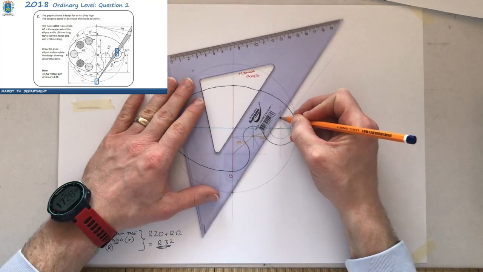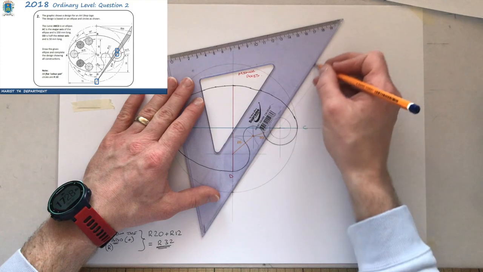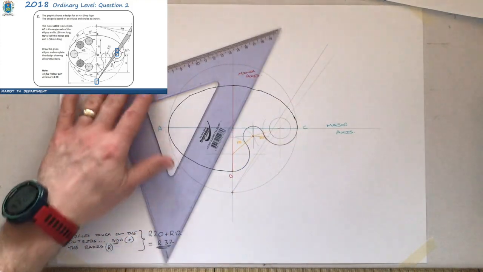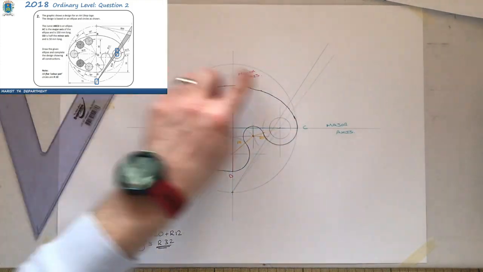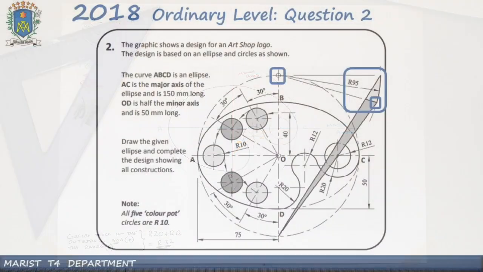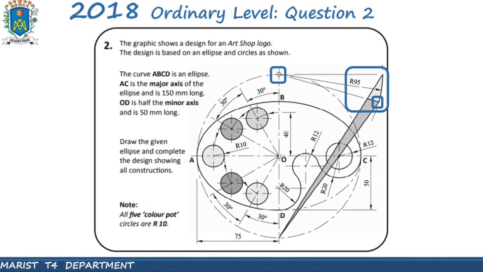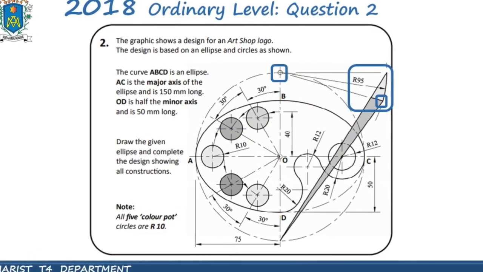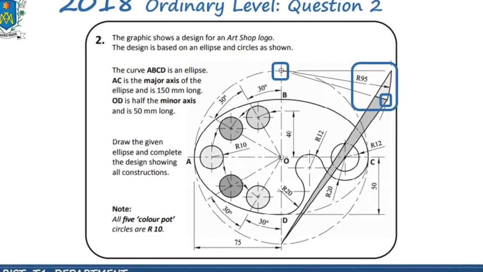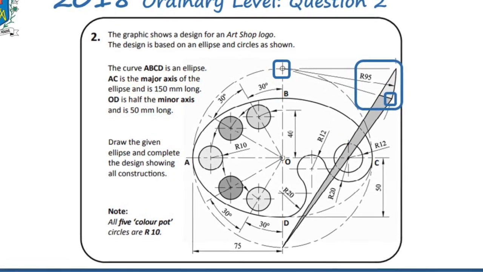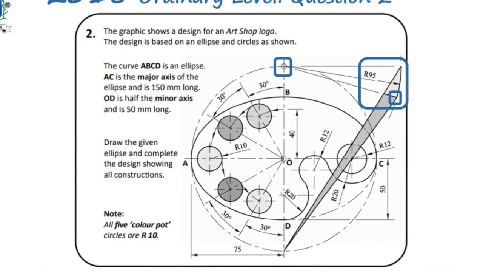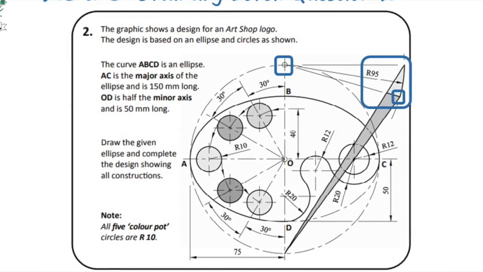So again, I can draw a light line through the top of that, and it's coming all the way out here. Now, where does it end? Where does it stop? Well, if we look closely, there's an arc at the very top. If we look at the question of radius 95, where is that coming from? That's coming from the opposite side, the top of the major circle.